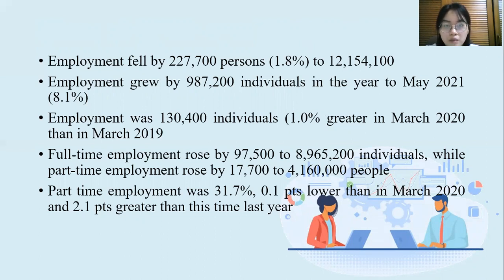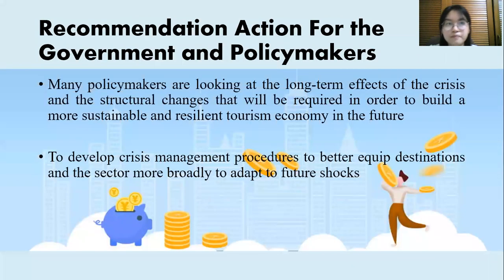Similarly, full-time employment rose by 97,500 to 8,965,200 individuals, while part-time employment rose by 17,700 to 4,160,000 people. Part-time employment was 31.7%, 0.1 PTS lower than in March 2020, and 2.1 PTS greater than this time last year.